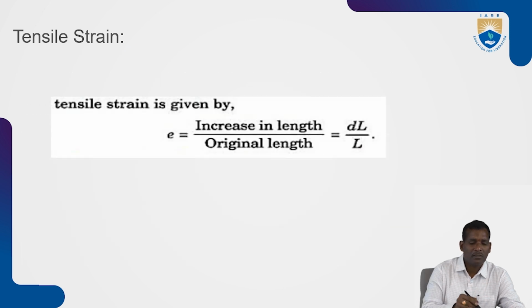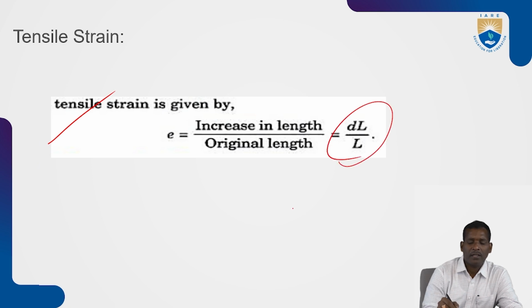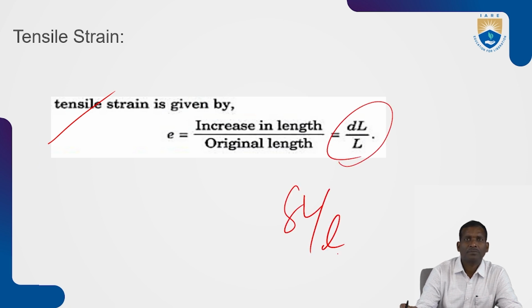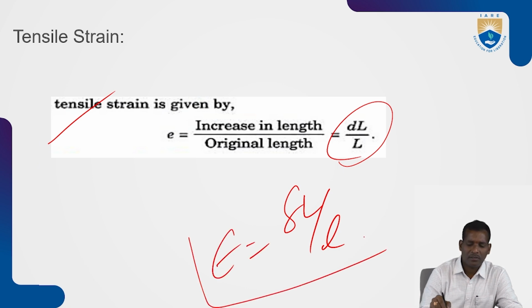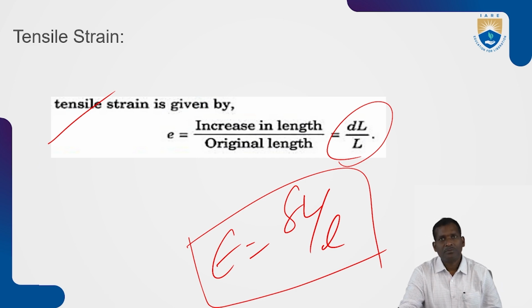So you can calculate like this. The tensile strain is given by the increase in length by the original length, that is dl by L or delta L by L. This is called strain. You can represent it with the symbol epsilon.